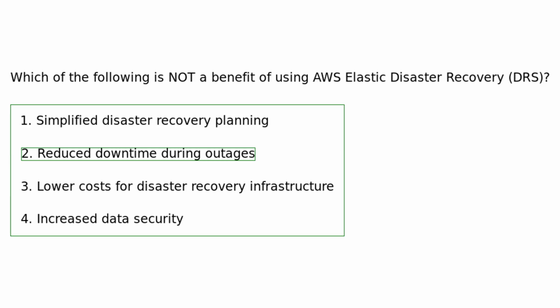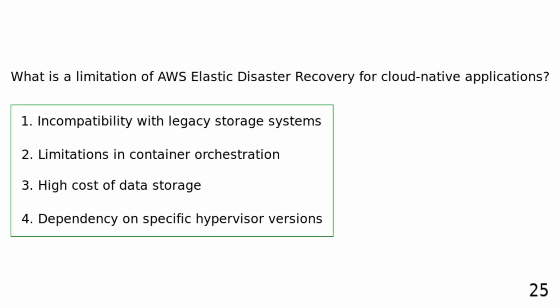AWS DRS helps to minimize downtime during outages by replicating data and applications to a secondary region, enabling faster recovery. What is a limitation of AWS Elastic Disaster Recovery for cloud-native applications? Incompatibility with legacy storage systems. Limitations in container orchestration. High cost of data storage. Dependency on specific hypervisor versions.